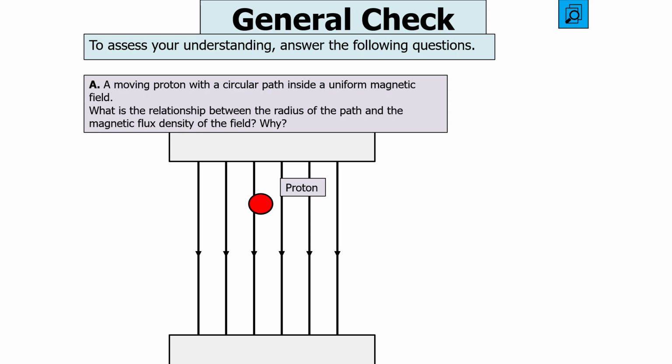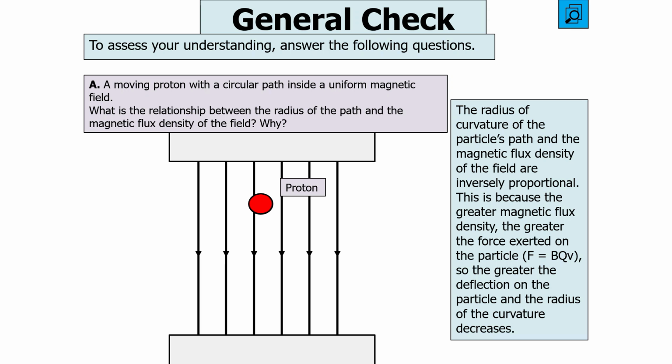What is the relationship between the radius of the path and the magnetic flux density of the field, and why? The radius of the curvature of the particle's path and the magnetic flux density of the field are inversely proportional. This is because the greater the magnetic flux density, the greater the force exerted on the particle, F equals BQV, so the greater the deflection on the particle and the radius of the curvature decreases.